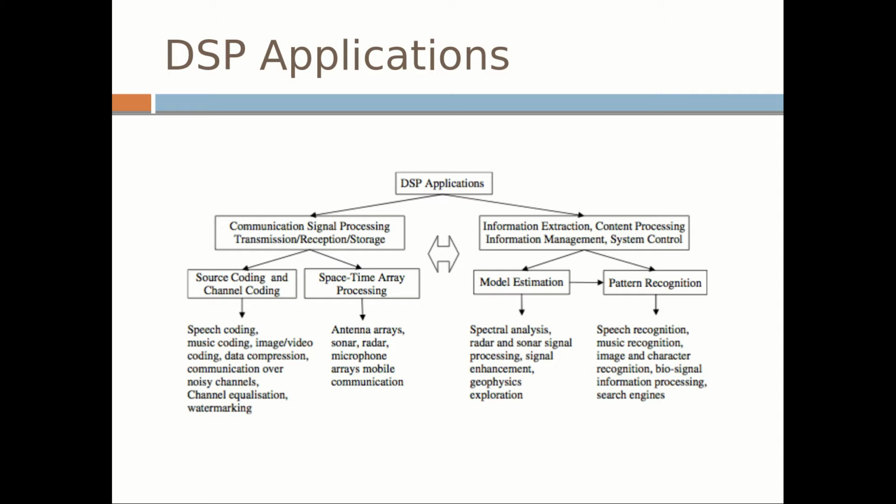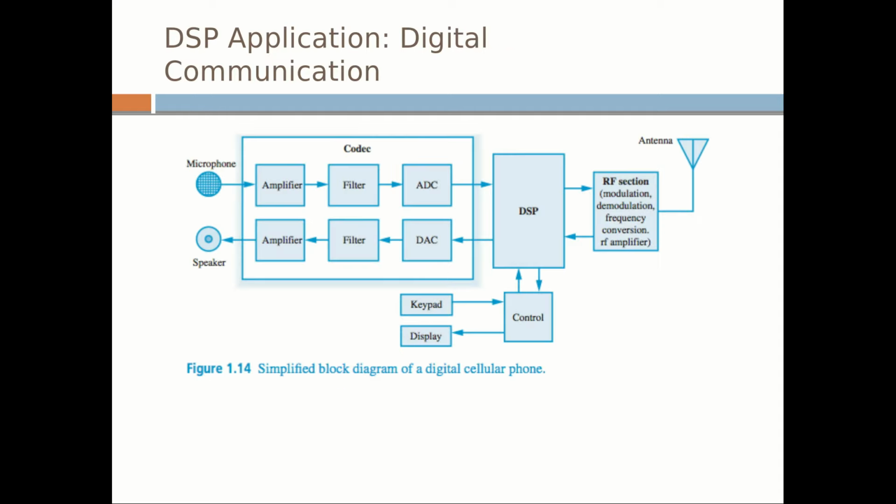Digital signal processing has a wide range of applications from the fields of communication to pattern recognition. Let's go over a few of them with the help of examples. Digital communication has taken the world to a completely different level. This diagram here shows the different paths involved in a digital cellular phone.